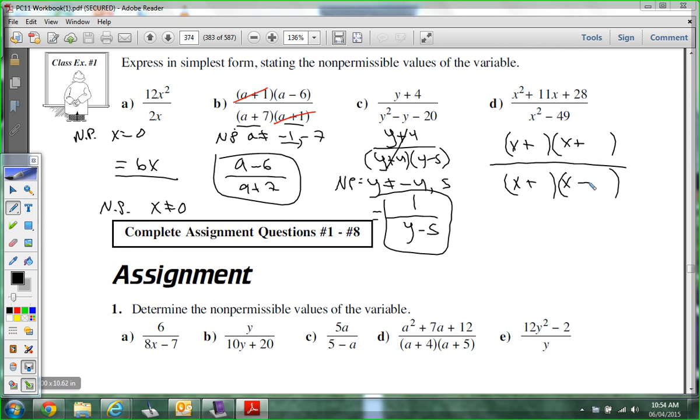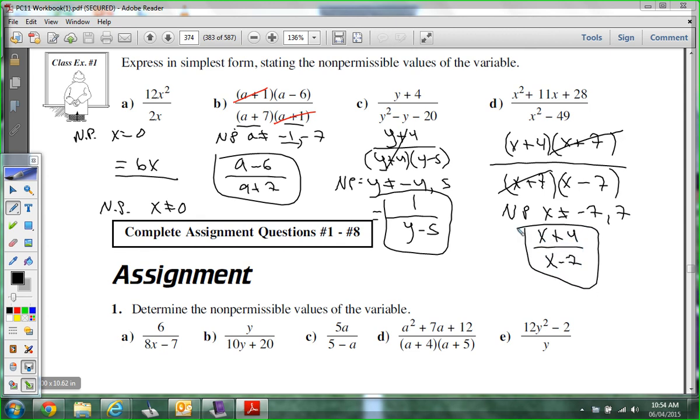All right, find it? Okay, good. So then, Evan, what are my non-permissibles? Good, x cannot be negative 7 or 7. And Wes, how can I fully simplify? Good. There you go. Okay, are there any questions?